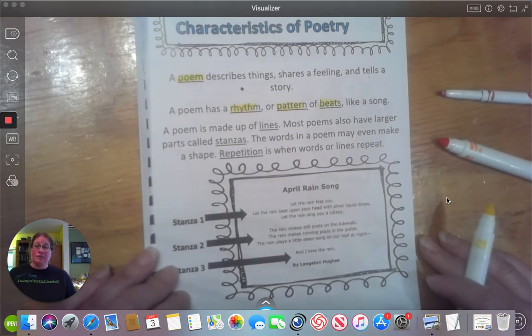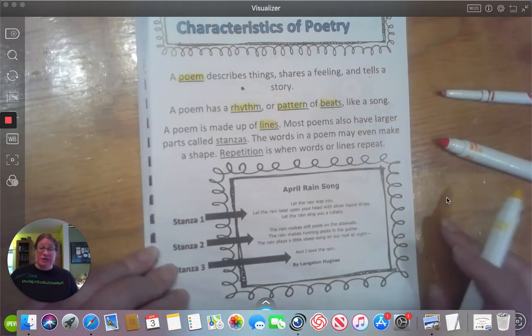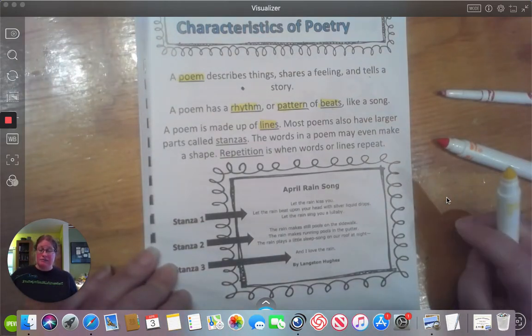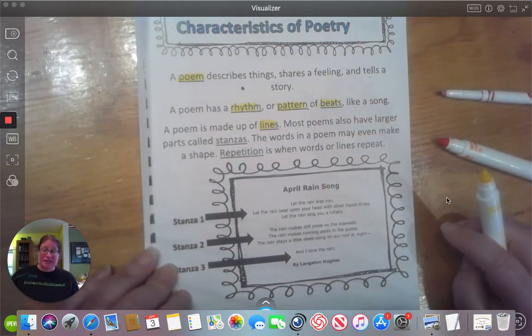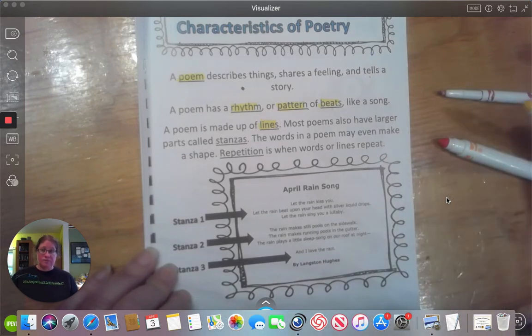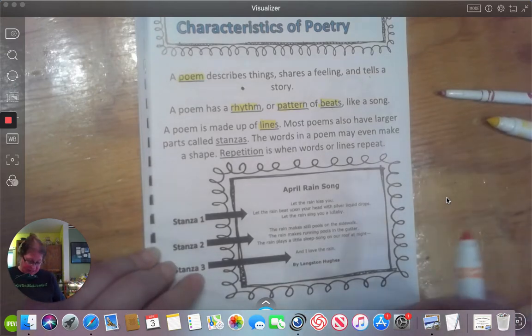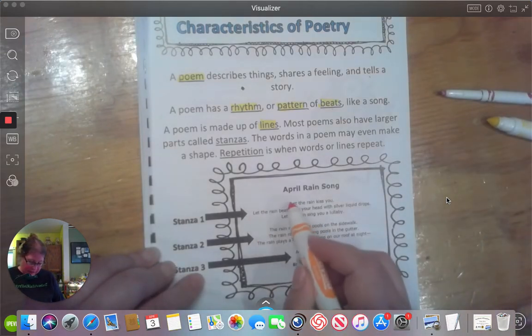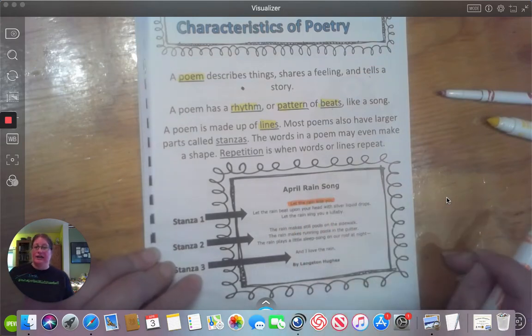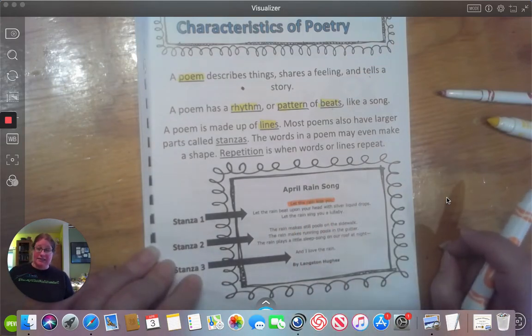A poem is made up of lines. Can anybody tell me what a line is? Just off the bat, what do you think it is? Take a quick guess. A line is going to be a single line. If you guess that, you guess correctly. A line is a single line of a poem.